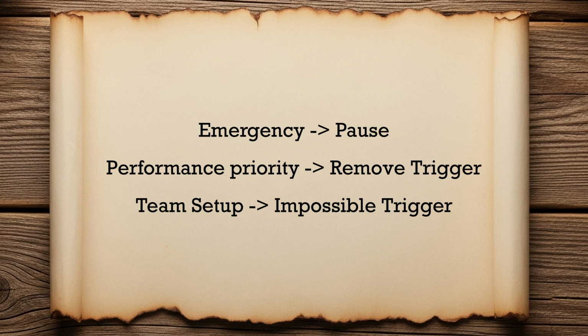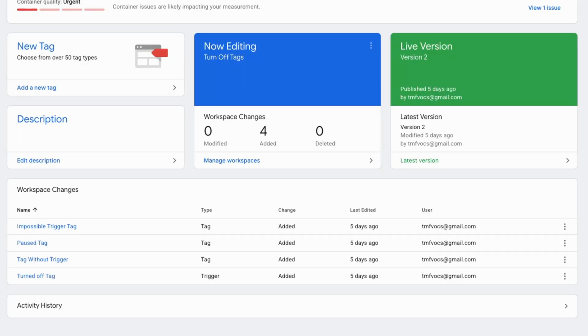Pausing is fast but temporary. Removing triggers is good for site performance. Impossible triggers are intentional and transparent when done correctly. Your choice should reflect intent, not convenience. Disabling a tag is a governance decision, not a technical one.